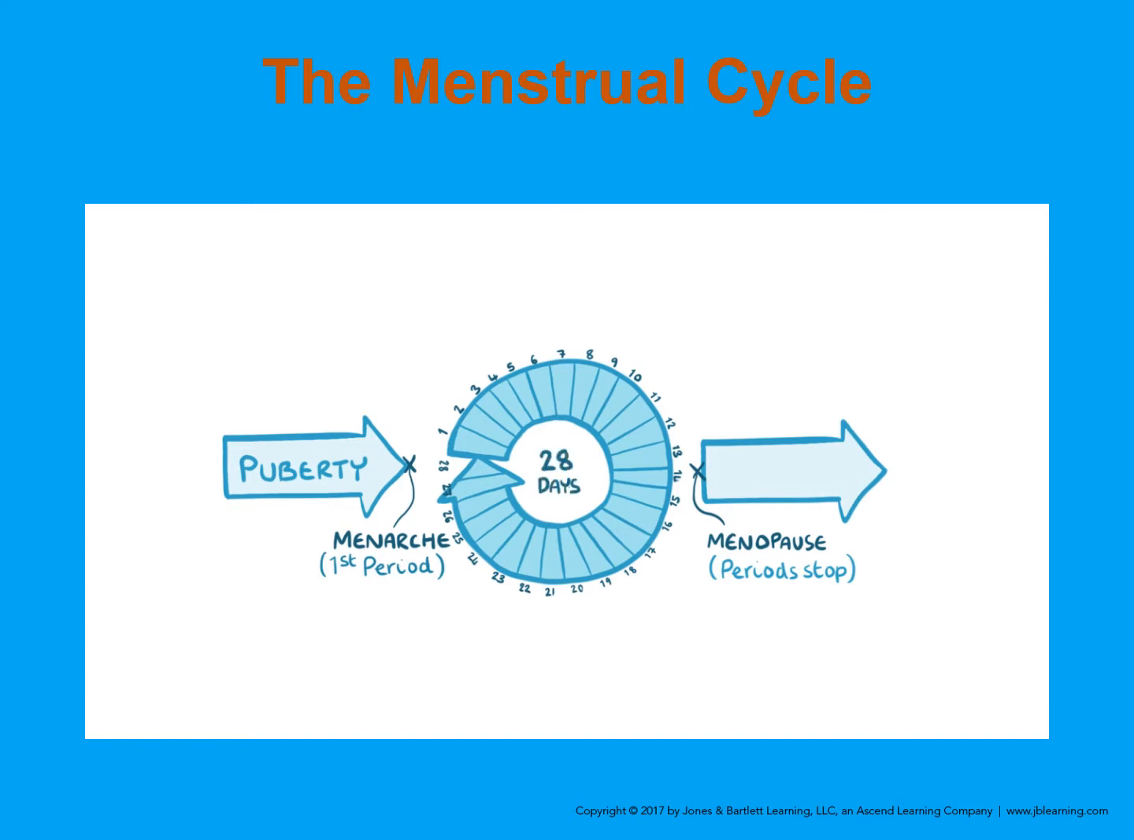Each menstrual cycle begins on the first day of menstruation, and this is usually referred to as day 1 of the cycle. Ovulation, or the release of the oocyte from the ovary, usually occurs 14 days before the first day of menstruation. In other words, 14 days before the next cycle begins.